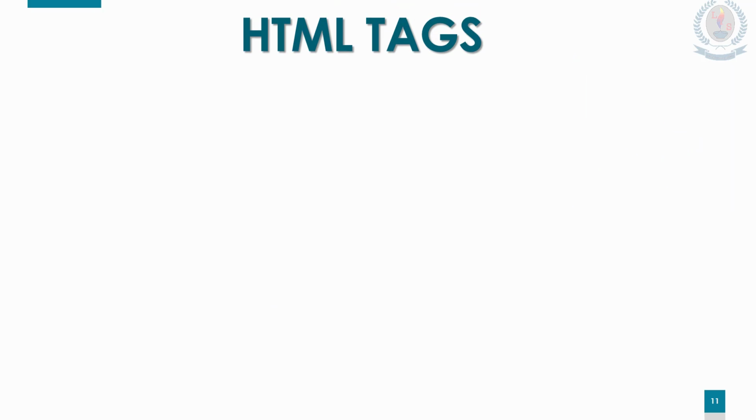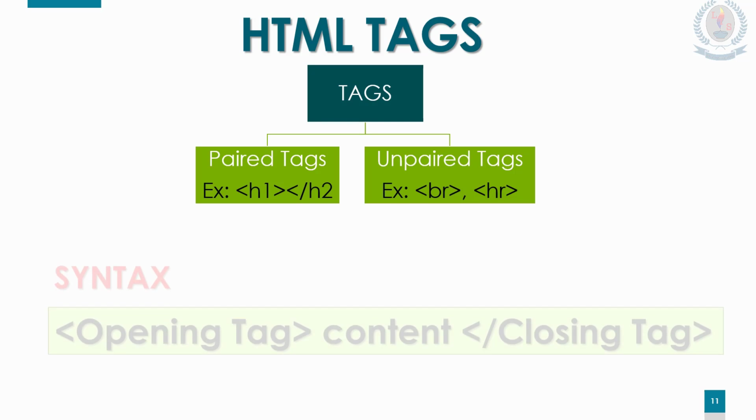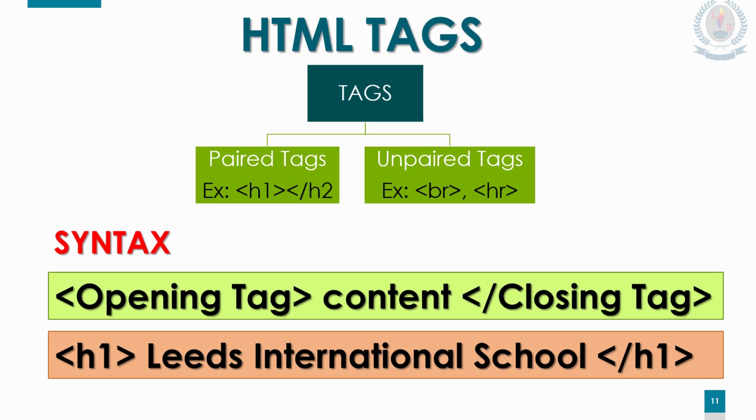HTML tags. When we are talking about tags, there are two types, paired tags and unpaired tags. When it comes to paired tags, you should have an opening tag as well as the closing tag with the backslash. If it is an unpaired tag, you don't have to close the tag. This is the syntax for paired tags. So you have to have the opening tag, content and the closing tag. If you take the example H1, so the H1 tag is for the heading. And let's say Leeds International School, then close the tag with the backslash.